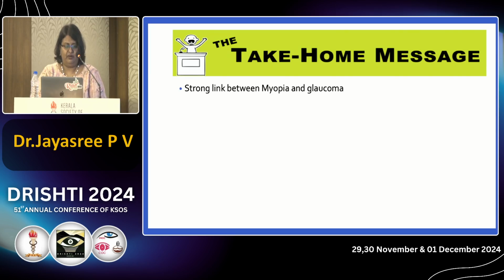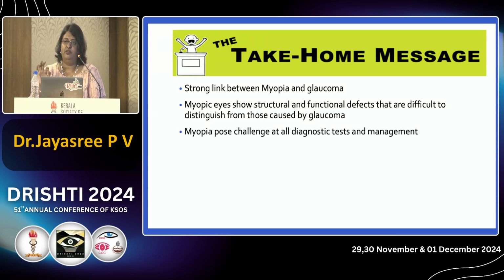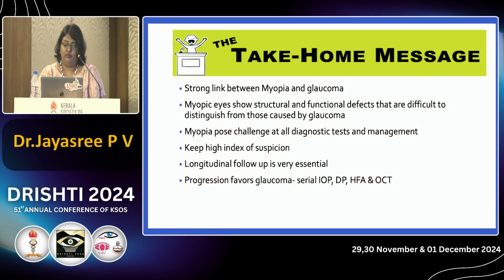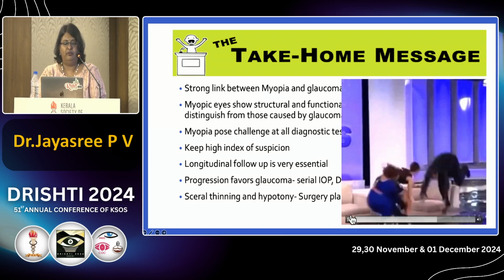I'll just take a minute on the take-home messages. There is a strong link established between myopia and glaucoma. Myopia is a mimicker in all parameters of glaucoma, so it poses a challenge from IOP to imaging and visual fields. A high index of suspicion, longitudinal follow-up, and looking for progression help you diagnose glaucoma in myopia. Important when you plan surgery is remembering hypotony. So if you don't have your techniques correct, you are bound to fall from this ladder.